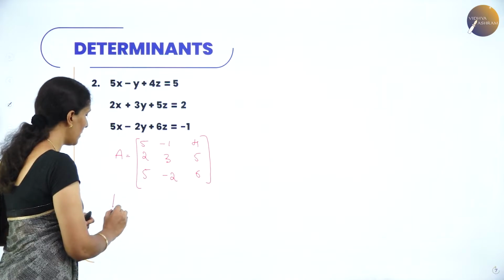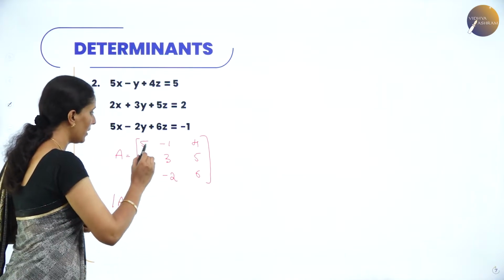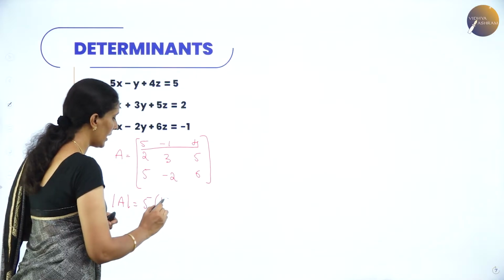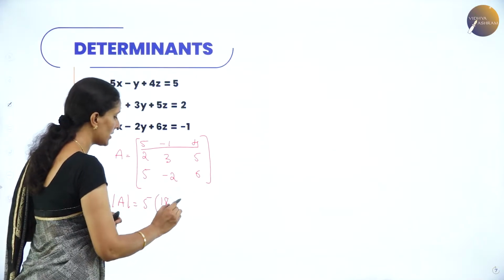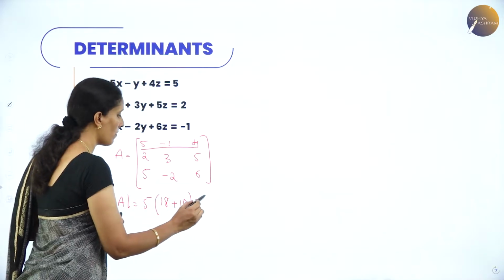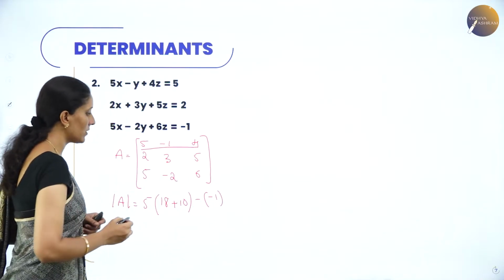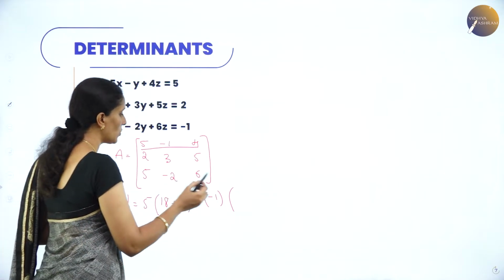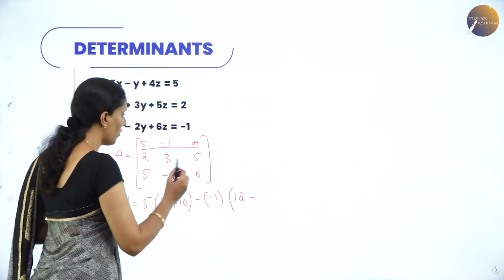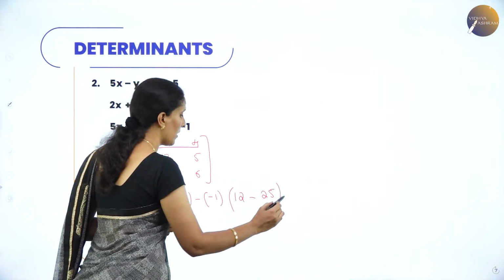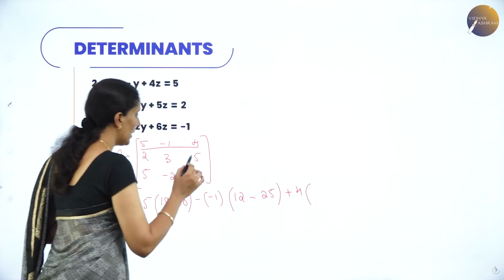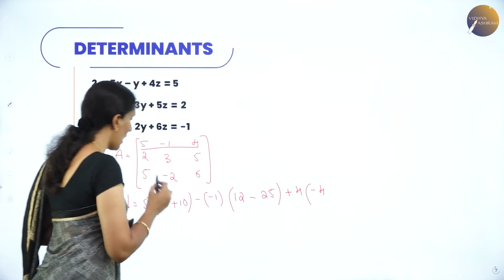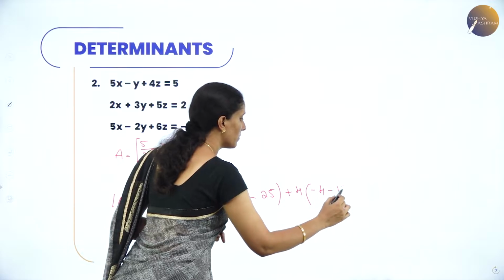So let's find determinant A. We should expand it along the first row. 5 into (3 6s are 18, minus 5 2s are minus 10, becomes plus 10). Next we have minus of minus 1, because the second element is minus 1. So delete the row and column containing minus 1: 2 6s are 12 minus 5 5s are 25. Next plus 4 into, delete the row and the column: 2 into 2 is minus 4 and 5 3s are 15.